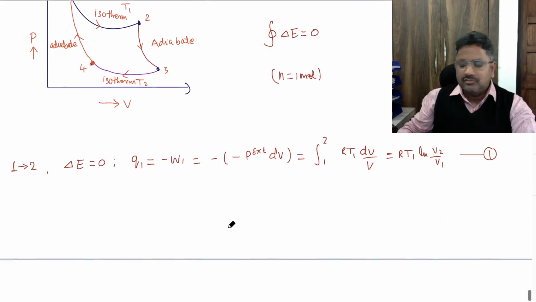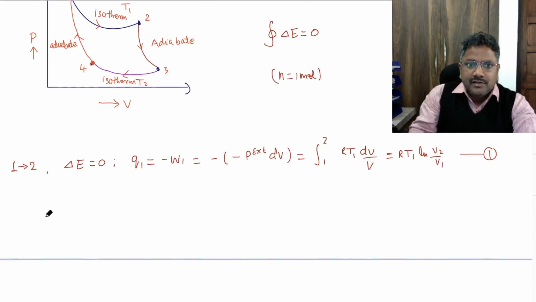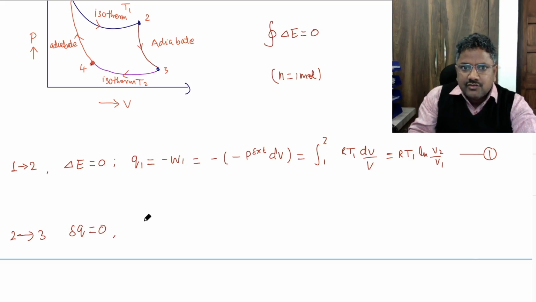Now come to step 2, from 2 to 3. From 2 to 3, delta Q is equal to 0 since it is an adiabatic process. So we can write here W1 dash, I am taking here work. So W1 dash is equal to CV (T2 minus T1). This is very simple. This is equation 2.